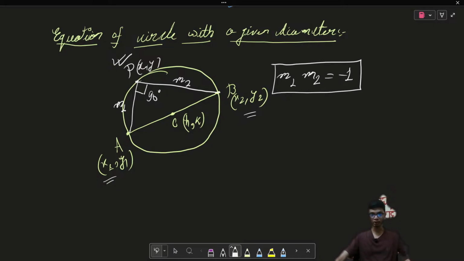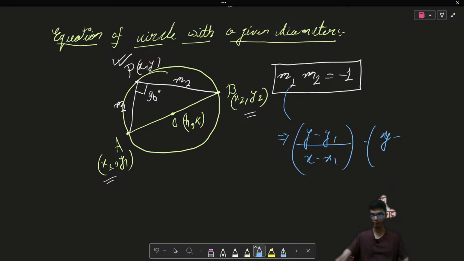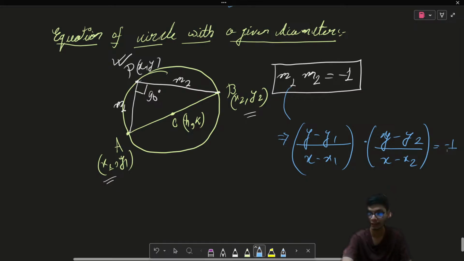Now if I find the slope of AP, it will come out to be y minus y1 divided by x minus x1, multiplied with y minus y2 divided by x minus x2, and this result should come out to be minus 1, right? This particular result should come out to be minus 1 because they are perpendicular lines, right?